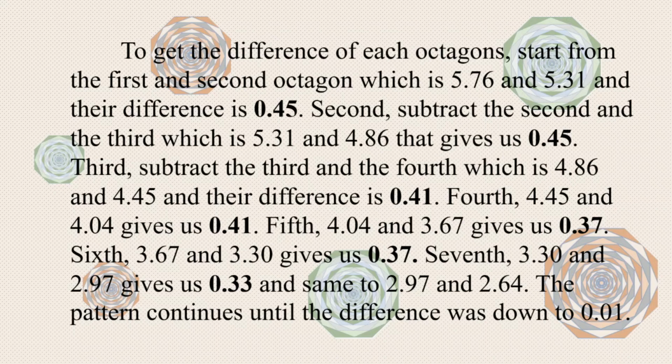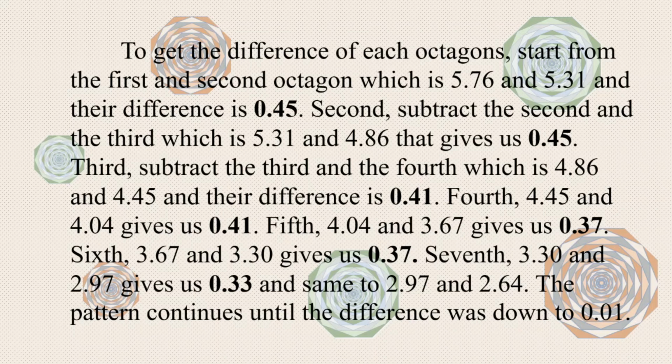Second, subtract the second and the third, which is 5.31 and 4.86. That gives us 0.45. Third, subtract the third and the fourth, which is 4.86 and 4.45, and their difference is 0.41. Fourth, 4.45 and 4.04 gives us 0.41.